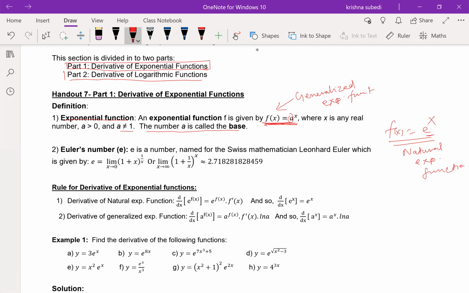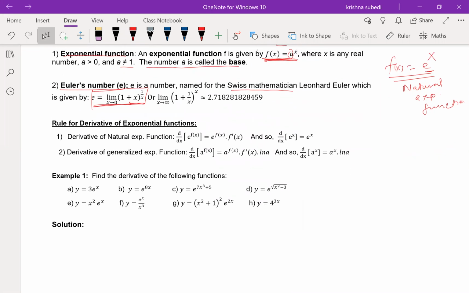Same thing, e is a number, the Euler number we call it. By the way, what is the Euler number? Sometimes it is called the natural number as well. It is named after a Swiss mathematician, Leonhard Euler, and is given by this limit. If we evaluate the limit, e equals the limit as x tends to 0 of (1 plus x) raised to the power 1 over x. Or you can write the limit as x tends to infinity of (1 plus 1 over x) raised to the power x. This is approximately 2.718, and so on. So this is an irrational number.